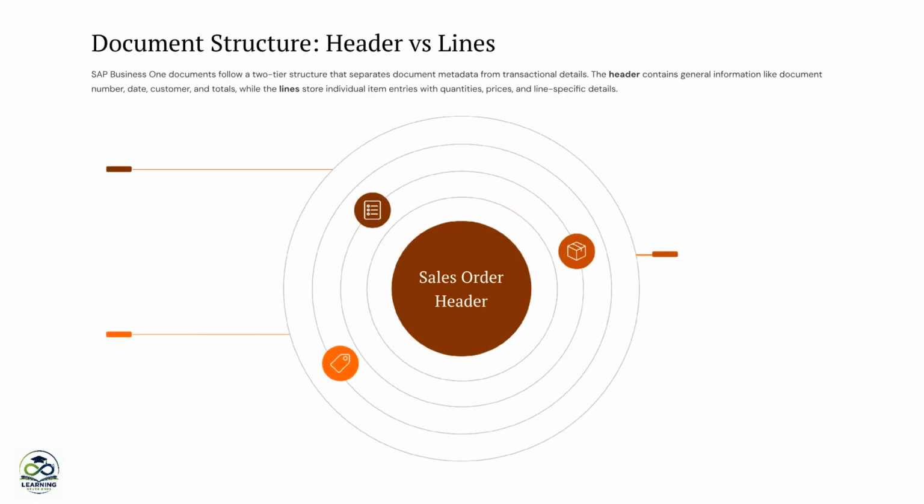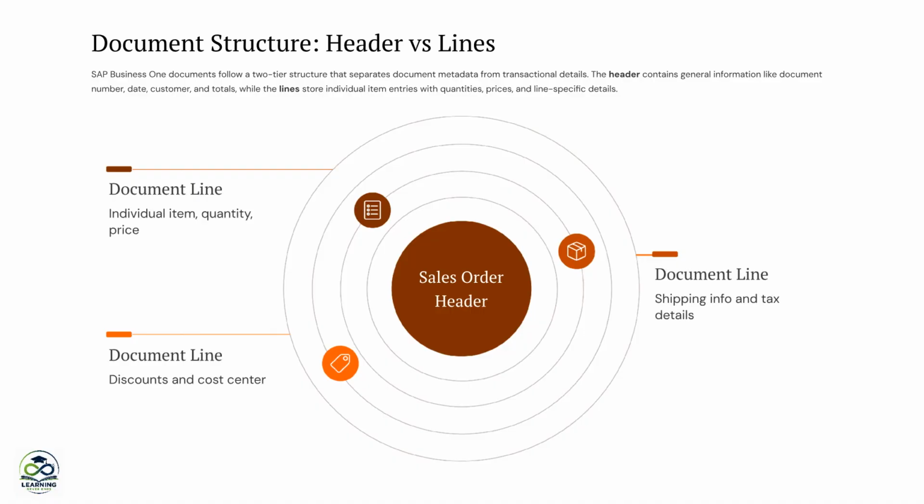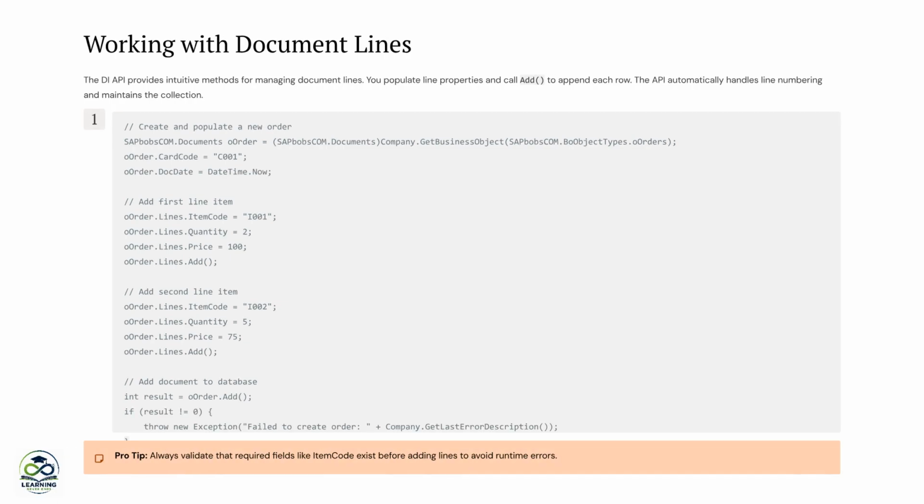SAP documents have a header and line structure. The header holds general metadata, while lines contain individual transactional details. The DI API represents these as separate objects within the document hierarchy. To work with document lines, you populate the properties on the lines object, and then call lines.add to append the row. The API automatically handles line numbering for you.